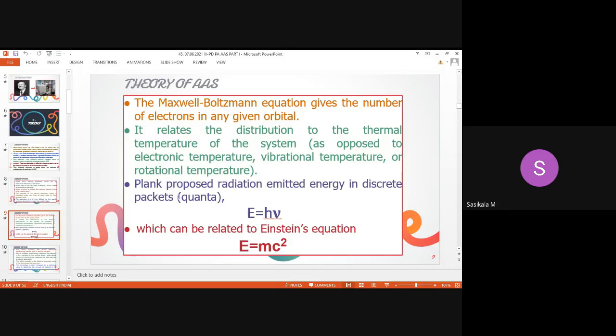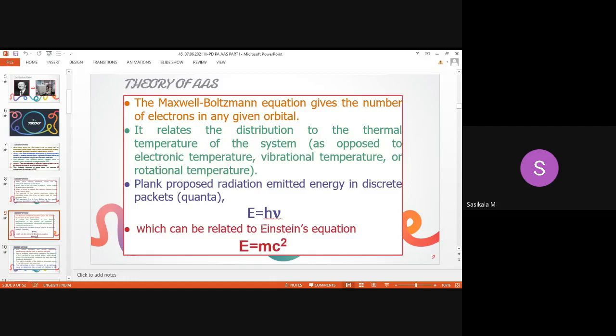Then Planck proposed, these are all laws followed for absorption, so you need to add them while writing theory. Planck proposed that radiation is emitted as energy in discrete packets, that is quanta, directly proportional to the frequency of radiation. That is the Planck equation, E equal to h nu. E is directly proportional to nu. The energy of radiation is directly proportional to the frequency of radiation. Here h is a constant called Planck's constant.